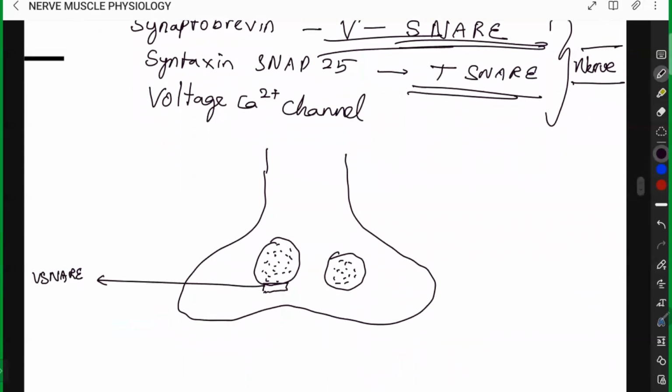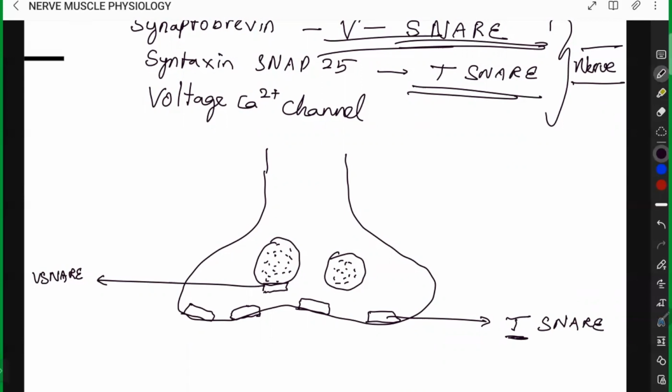Now what happens at the terminal button? At the terminal button, you also have certain receptors. What are these receptors called? T snare, or otherwise called syntaxin. T for terminal button, remember. So you have a V snare and you have a T snare. This V snare and T snare have to bind to each other.